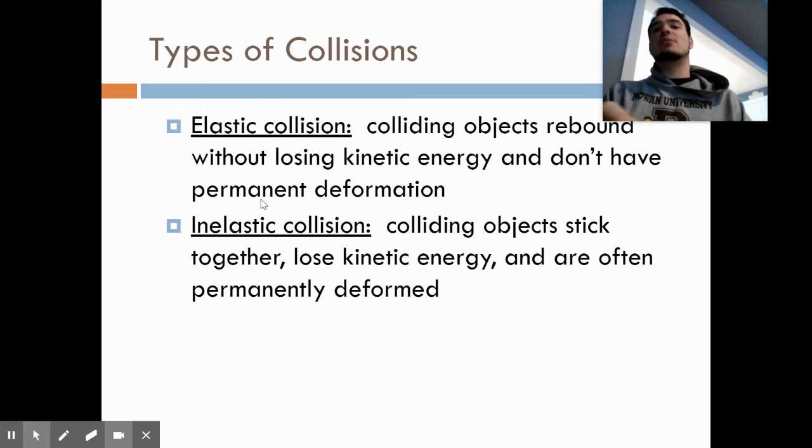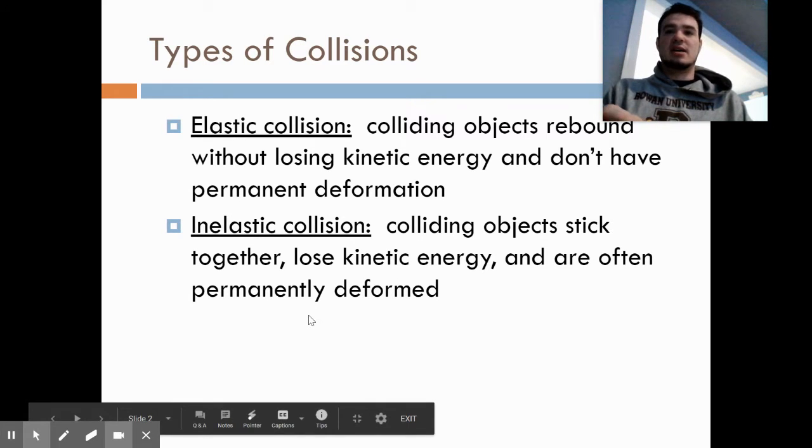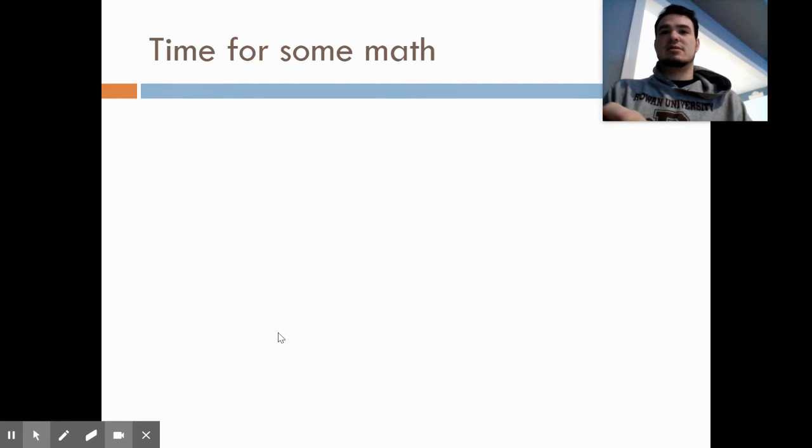In case you forgot, we're going to talk about these two different types of collisions as well. One is elastic, which is objects that don't combine after they collide, and then inelastic, which is objects that do combine after they collide. They lose kinetic energy as well. These ones do not. This is what we need.